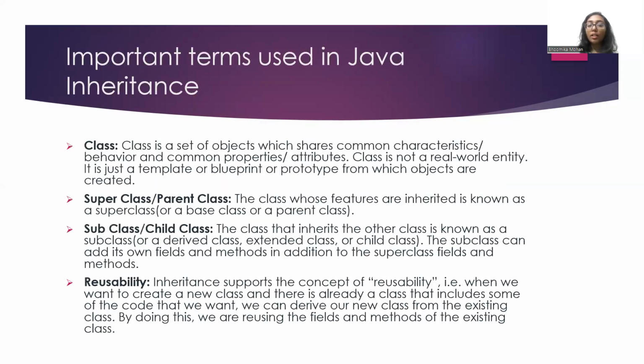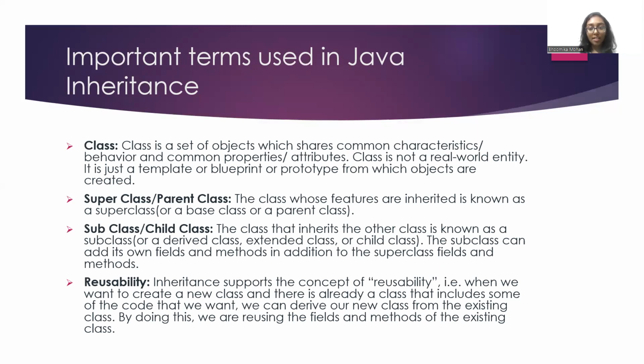Then let's talk about important terms used in Java inheritance. First, class. Class is a set of objects which share common characteristics, behavior, and common properties or attributes. Class is not a real world entity. It is just a template or blueprint or prototype from which objects are created.